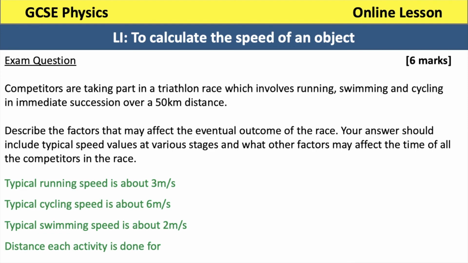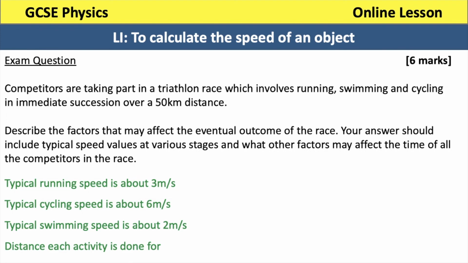Now, we would then ask for what factors would affect the time of the competitors in the race. The first factor that I would think of is the distance that each activity is done for. Because if the majority of the distance was done while cycling, you would expect the time to be much shorter than if, for example, most of the distance was swimming, because naturally you cycle faster than you swim.